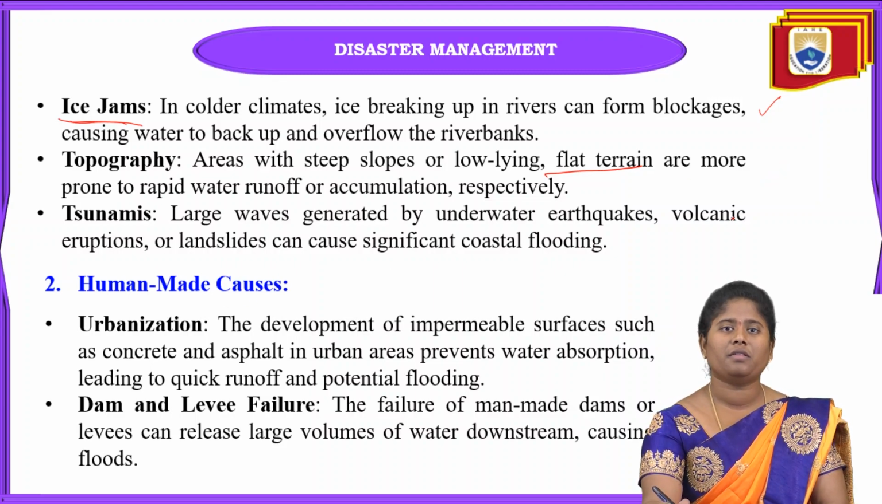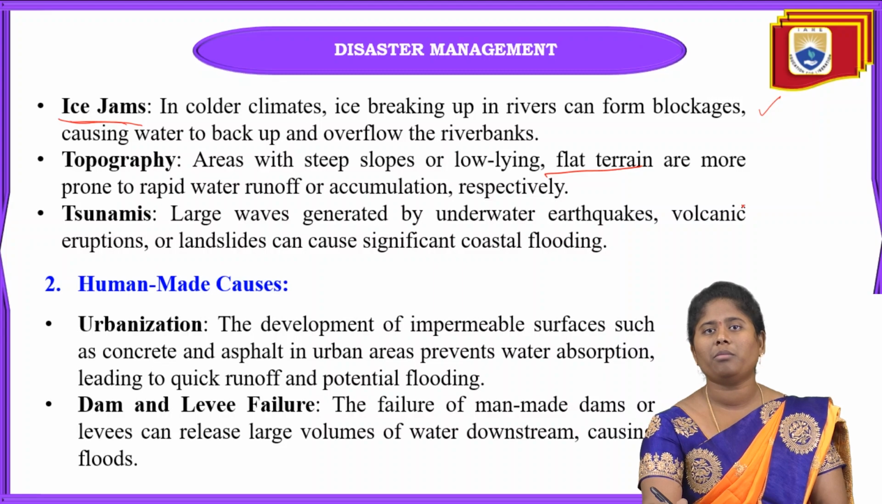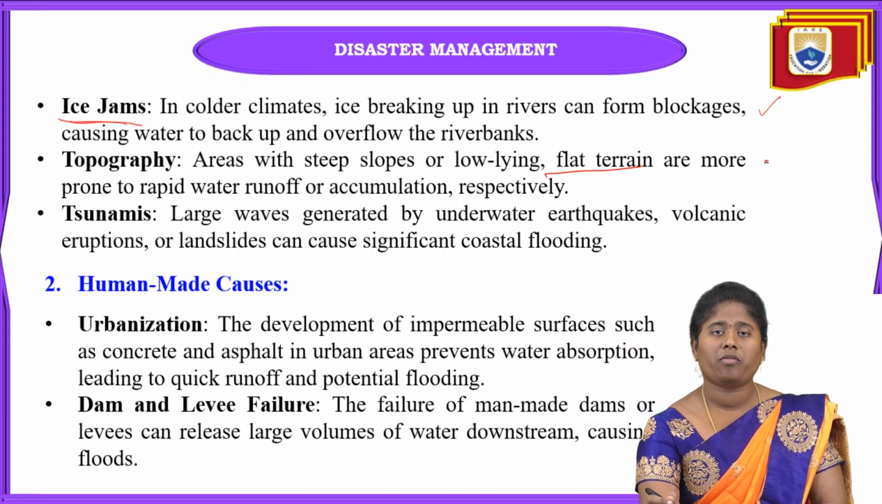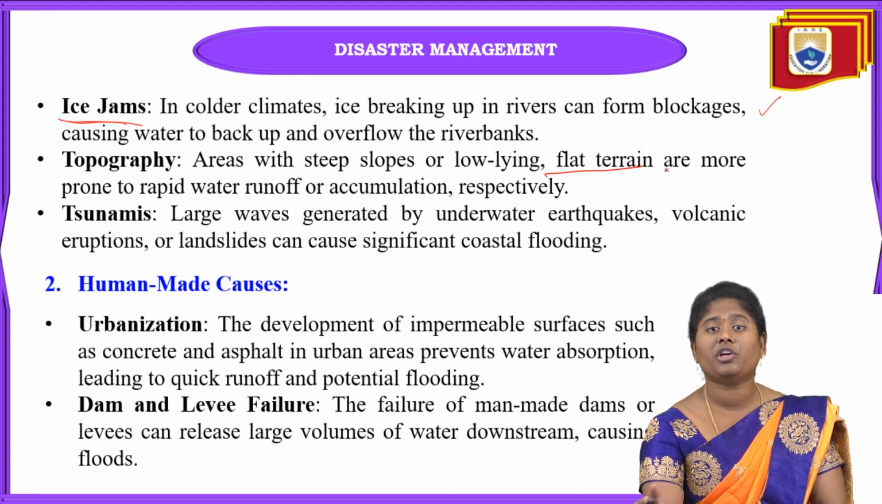Coming to the next one, that is tsunamis. These tsunamis can happen when underwater earthquakes are present, or any volcanic activity happens in the water or on land, and because of landslides also, this flooding can happen. When large waves are generated through landslides, volcanic eruptions or underwater earthquakes, coastal flooding can occur.